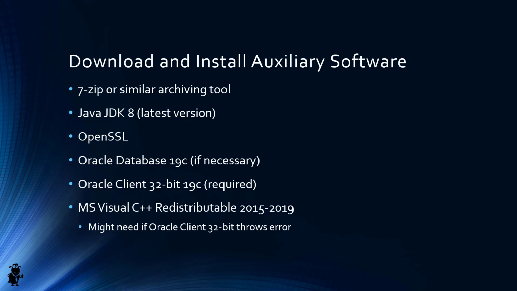If you want to start from scratch with an empty Siebel database and you have no Oracle database server at your disposal, we demonstrate the installation of Oracle Database 19c, which is of course not required for Siebel because you might have access to a Siebel database in your environment. We will, however, need, and that's required, the 32-bit Oracle client, and that we'll see as well.